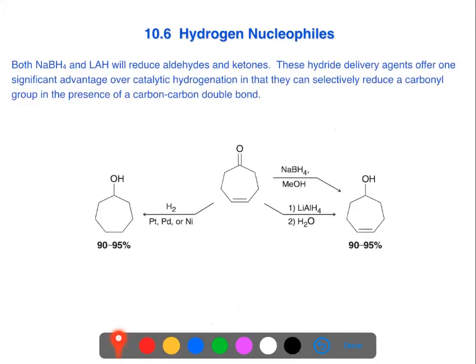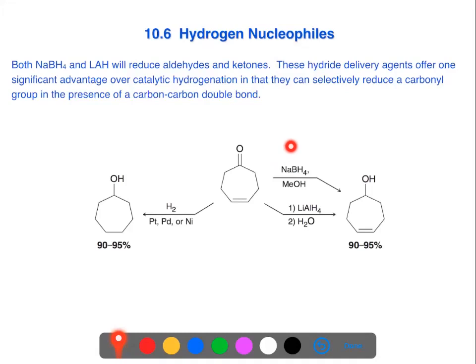Both sodium borohydride and lithium aluminum hydride will reduce aldehydes and ketones. But they offer one significant advantage over catalytic hydrogenation that we observed previously, in that they can selectively reduce a carbonyl group even in the presence of a carbon-carbon double bond. You can see in this example, we have this cyclic enone where we have both an alkene as well as the carbonyl group of the ketone.